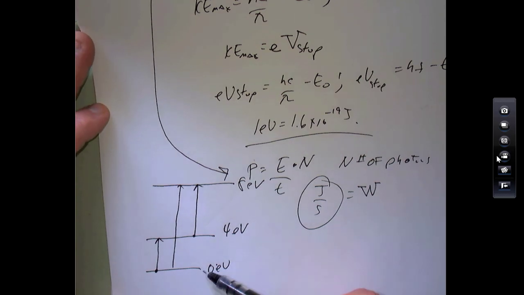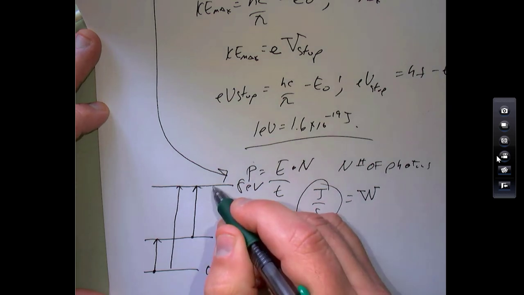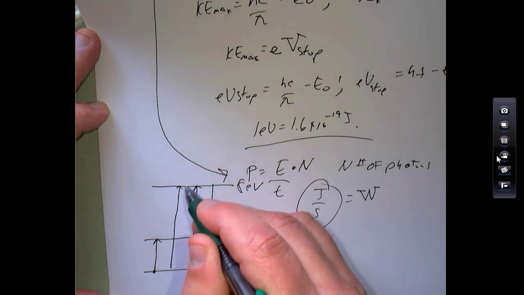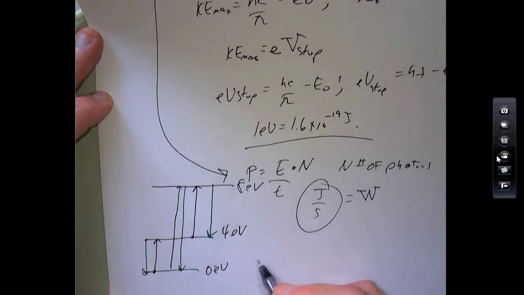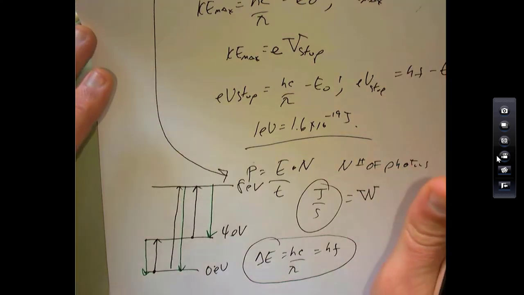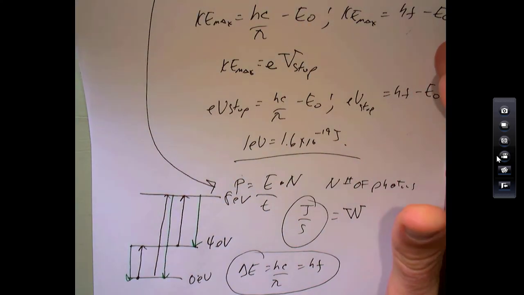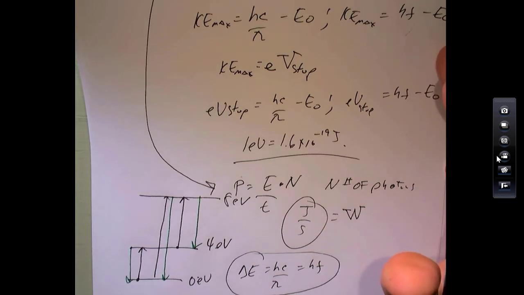You can't absorb a 2.5 eV photon. That doesn't happen. You can only make these discrete jumps. And it works in reverse: this is absorbing, this is emitting, and you do the opposite. The difference in energy between these levels is hc over the wavelength, or h times f. You saw one of those on the practice test and one on the actual test, so don't be surprised to see another problem that looks like that.